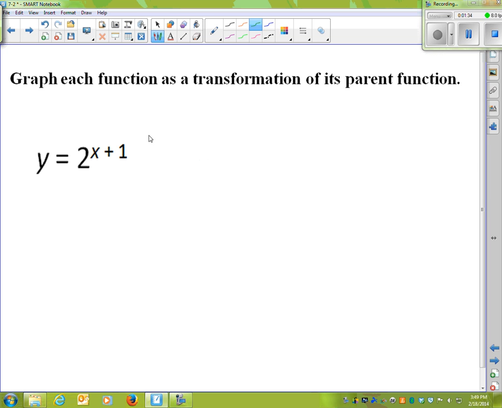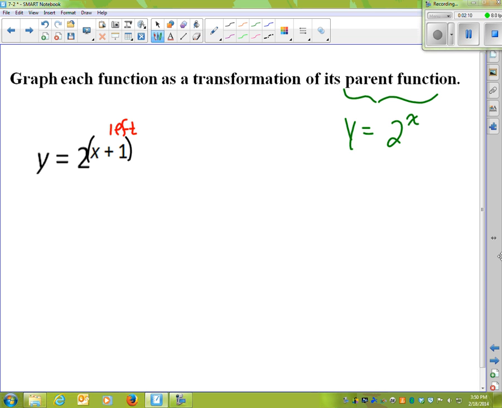Our first example, graph each function as a transformation of its parent function. The parent function, in this case, is y equals 2 to the x. When I look at the graph, I can see that x plus 1 is an exponent, so I'm going to put parentheses around it. This 1 is an exponent with the x, so that means I'm going to move the opposite direction. It says plus 1, so I'm going to move to the left.